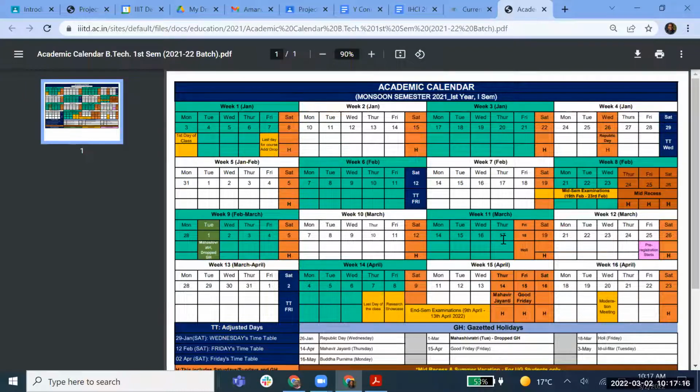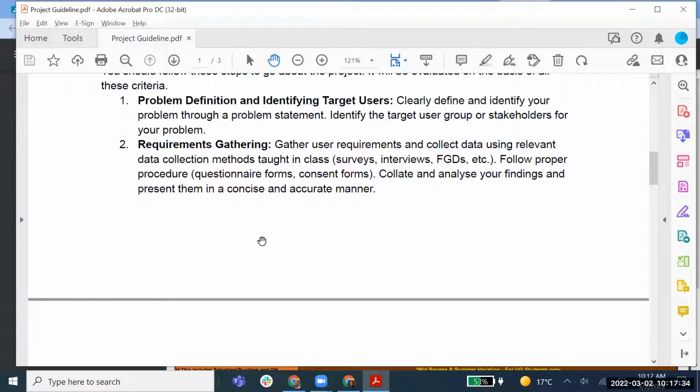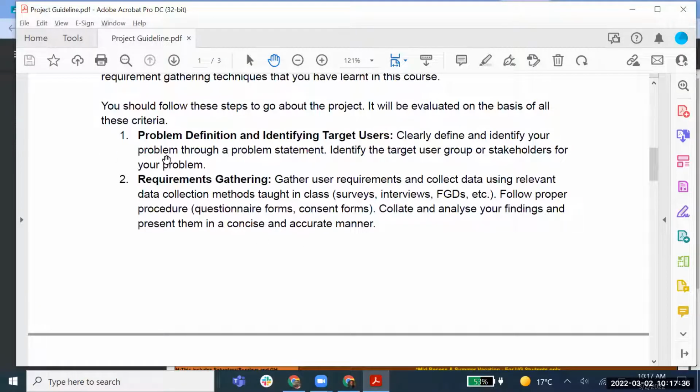So though the deadline would be 17th, you can take an additional buffer of 2-3 days in case you have some free time, then you can use it. So is that fine? In that case, we expect students by 17th of March to complete the first two parts. Problem definition: what the problem they are going to solve.